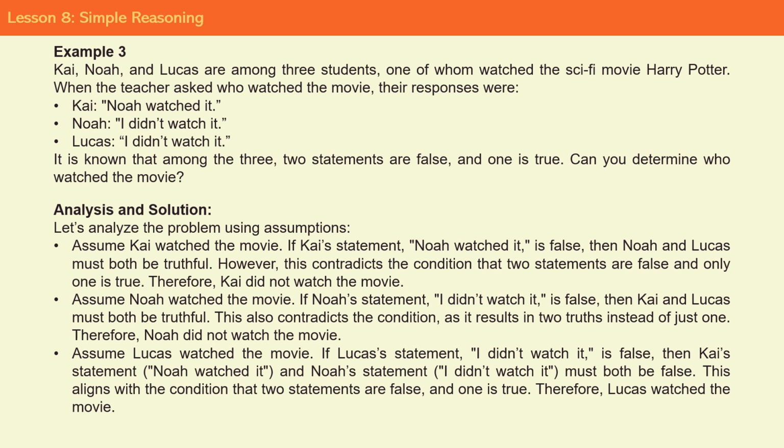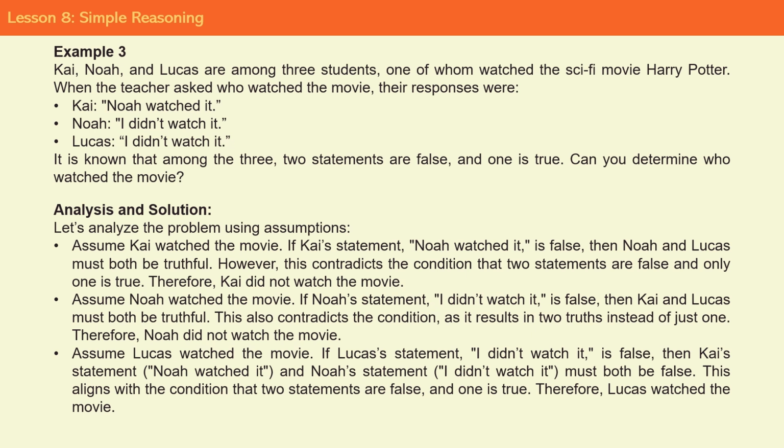Assume Noah watched the movie. If Noah's statement, "I didn't watch it," is false, then Kai and Lucas must both be truthful. This also contradicts the condition, as it results in 2 truths instead of just 1. Therefore, Noah did not watch the movie.